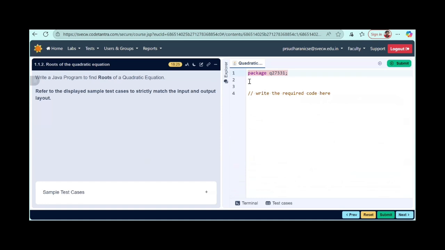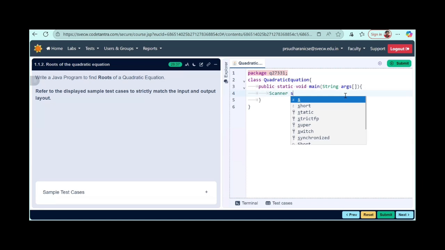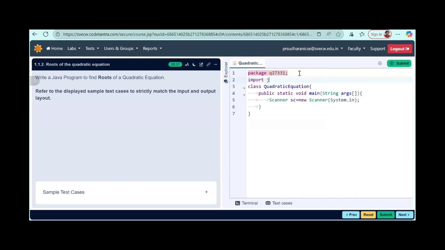As part of the Java Lab series, today I'm going to show you how to find out the roots of the quadratic equation. So we know what a quadratic equation is. It is ax square plus bx plus c equal to 0. We need to find the roots using the quadratic formula, which is x equal to minus b plus or minus square root of b square minus 4ac by 2a. Here a, b, c are the coefficients.